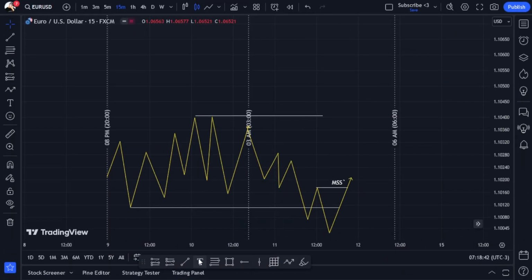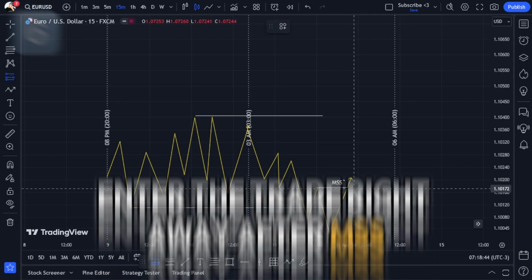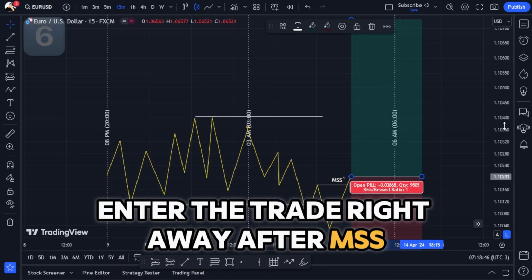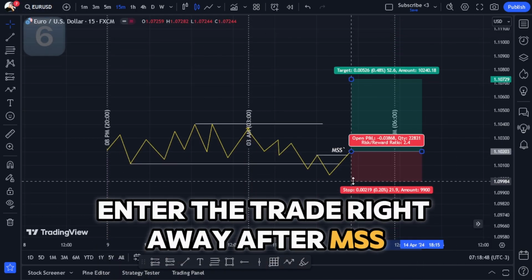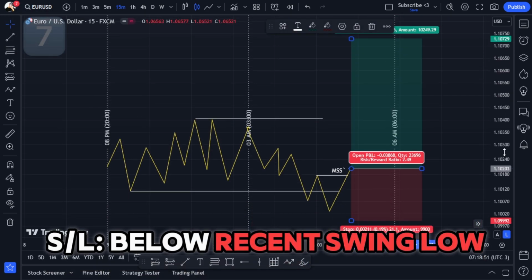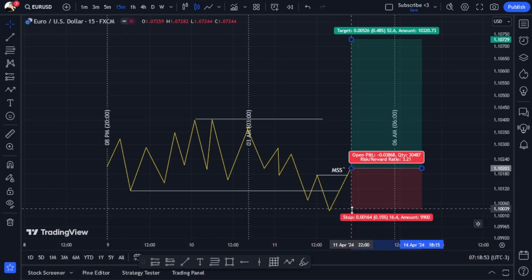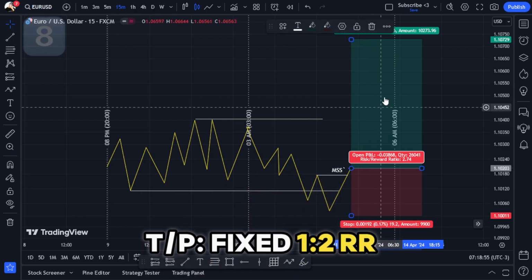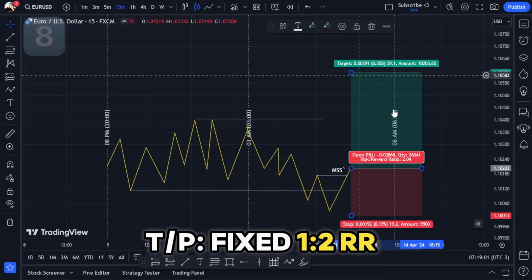As soon as we get a market structure shift, we will enter our trade right away. We will not be waiting for any fair value gap or order blocks. Stop loss will be beyond the recent swing point. Make sure to give it a little breathing room. Take profit will be a fixed 1 to 2 risk to reward ratio.